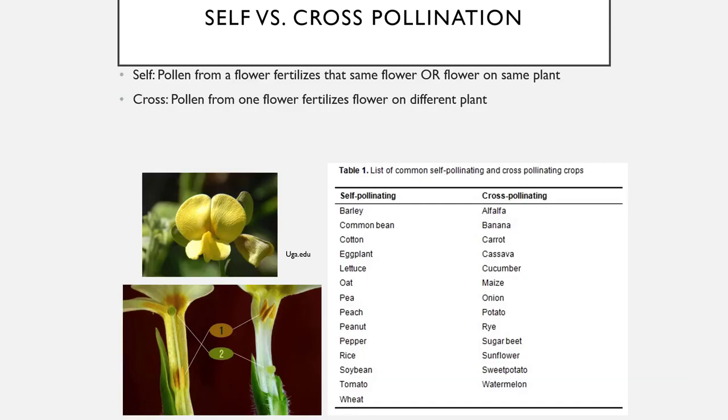Okay, so self-pollination versus cross-pollination. Self-pollination occurs when pollen from a flower fertilizes that same flower or a flower on the same plant. And cross-pollination happens when one flower fertilizes a flower on another plant. Here's a list of some common self-pollinating and cross-pollinating crops. The thing that's really unusual here is peach, because peach is in the rose family, and many of our fruit trees have to be cross-pollinated. One of the reasons for cross-pollination is to keep the genes diverse, so there's less chance for mutations.